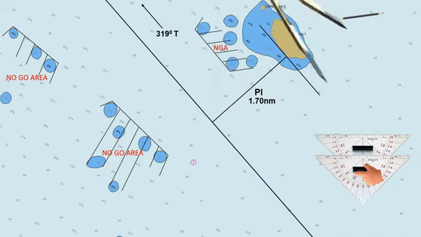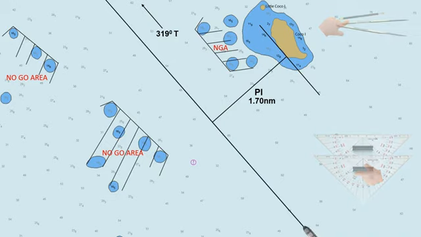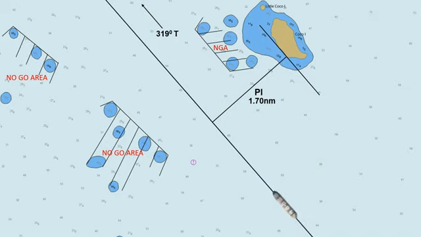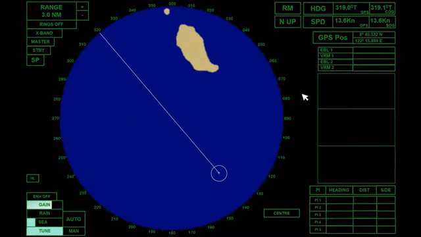Before I discuss the not less than, or NLT, and the not more than, or NMT lines, let us set this parallel index line first to the radar. Upon approaching the island, we need to set the parallel index line to our radar. The radar interface that appears on your screen is an image from a radar simulator. It is set to relative motion, with north up. The ship's GPS heading is 319 degrees.